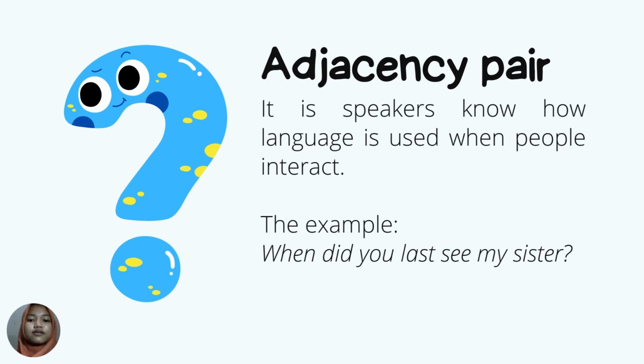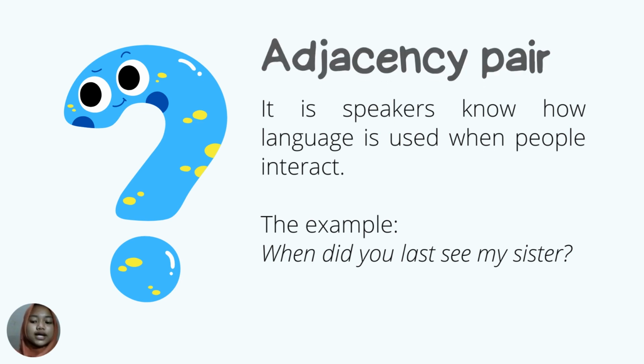Adjacency pair. It is speakers know how language is used when people interact. The example: when did you see my sister? 10 minutes ago, last day, Tuesday, very nice, around noon. I think it was on the 1st of August.